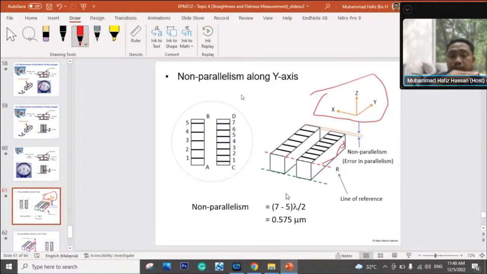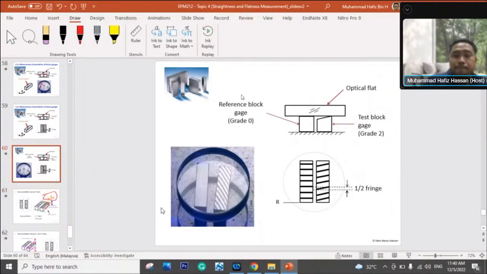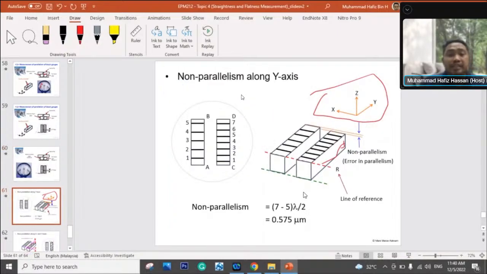So you have to measure it by using this formula, which is the test block minus the reference block, about 5 fringe, and then times lambda over 2, because from this here you can see one fringe gap is about half lambda. So this is the standard formula given. So normally lambda will be given according to the light source that you will use in the monochromatic light machines.